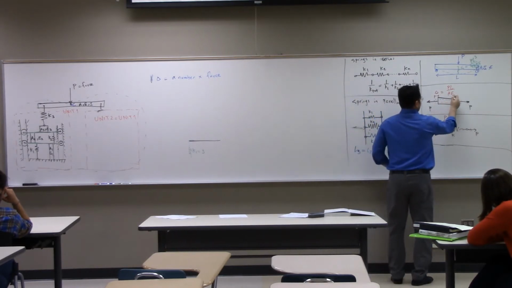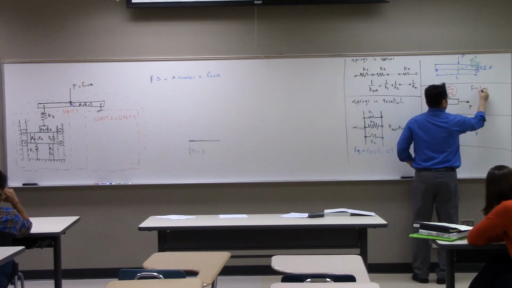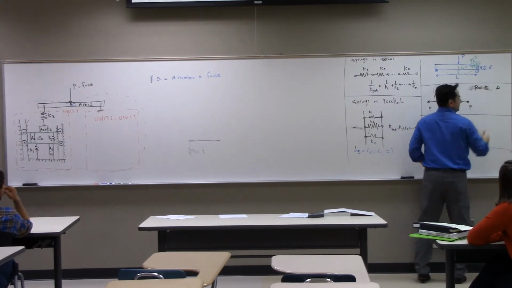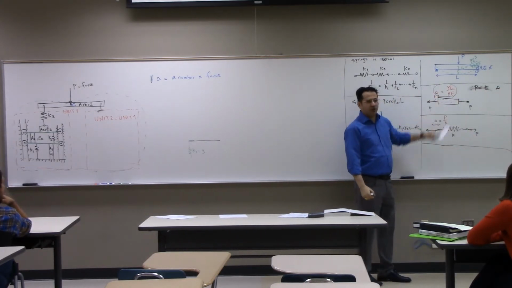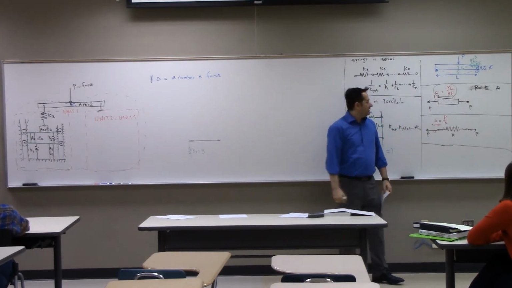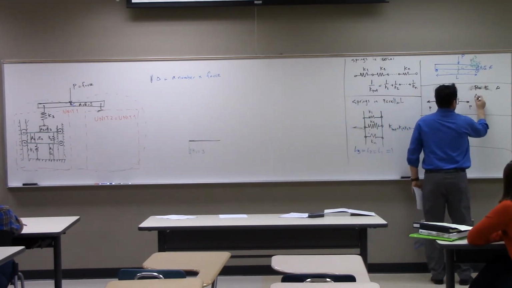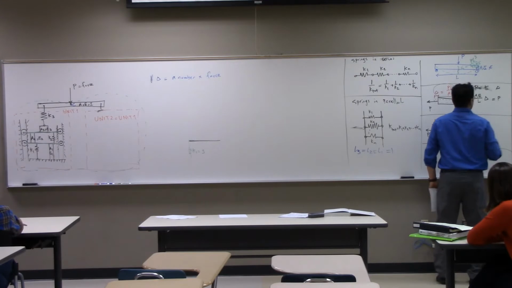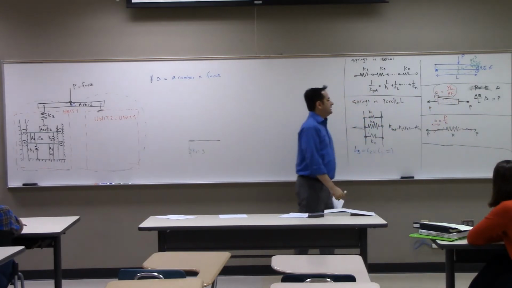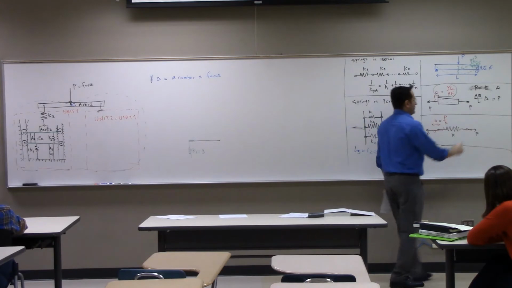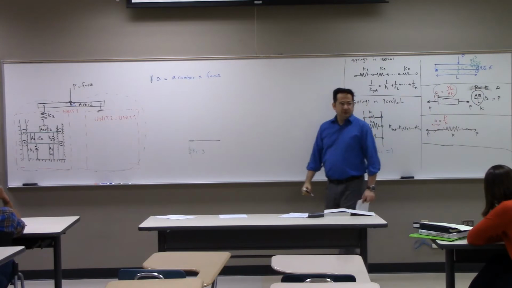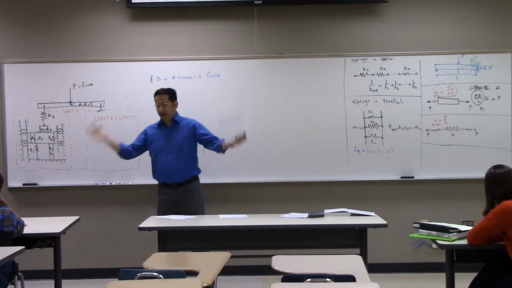So how can I rewrite this formula in the form of force equal to the spring constant times deformation? Well, it's extremely easy. Just multiply both sides by AE divided by L. So you get AE over L times delta is equal to P. So P is equal to AE over L times delta. So what's the spring constant? AE over L. It's very easy, right?